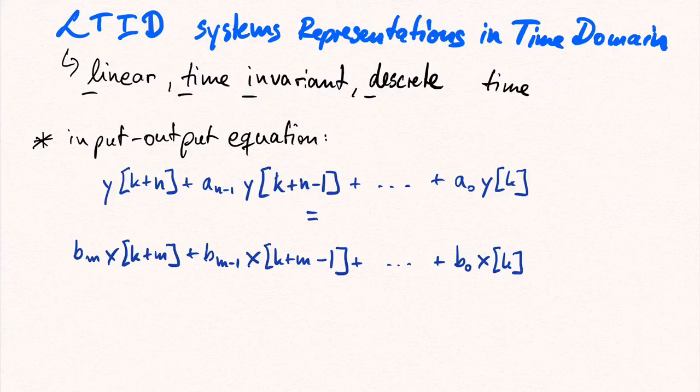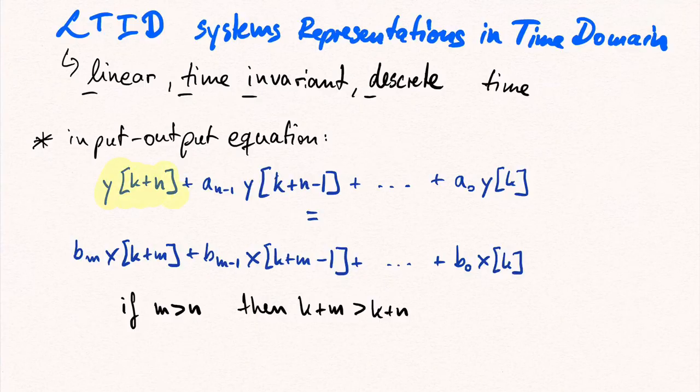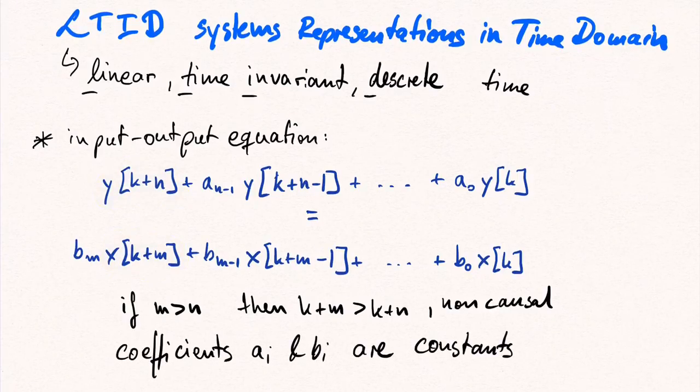For LTIC systems, we saw that if m was greater than n, the system was improper and hence unstable. This is not the case for LTID systems. However, if m is greater than n, then k plus m is also greater than k plus n, which implies that the output value at time k plus n depends on the future input value x at time k plus m. Hence, if m is greater than n, the system is non-causal. As for LTIC systems, the coefficients a_i and b_i of the input-output equation of LTID systems are constants.